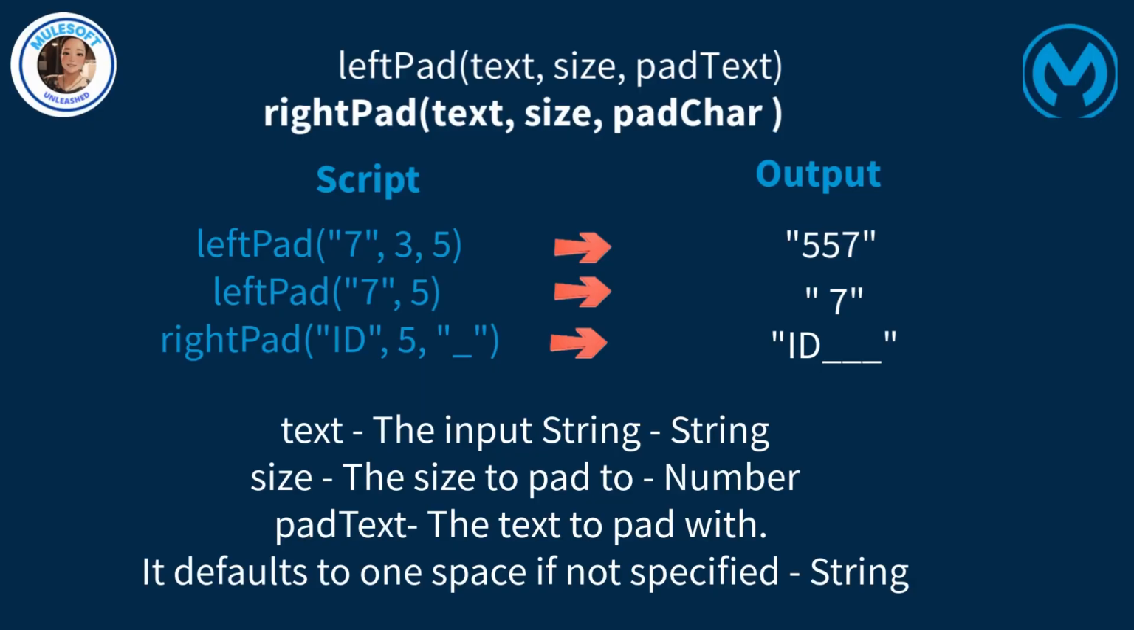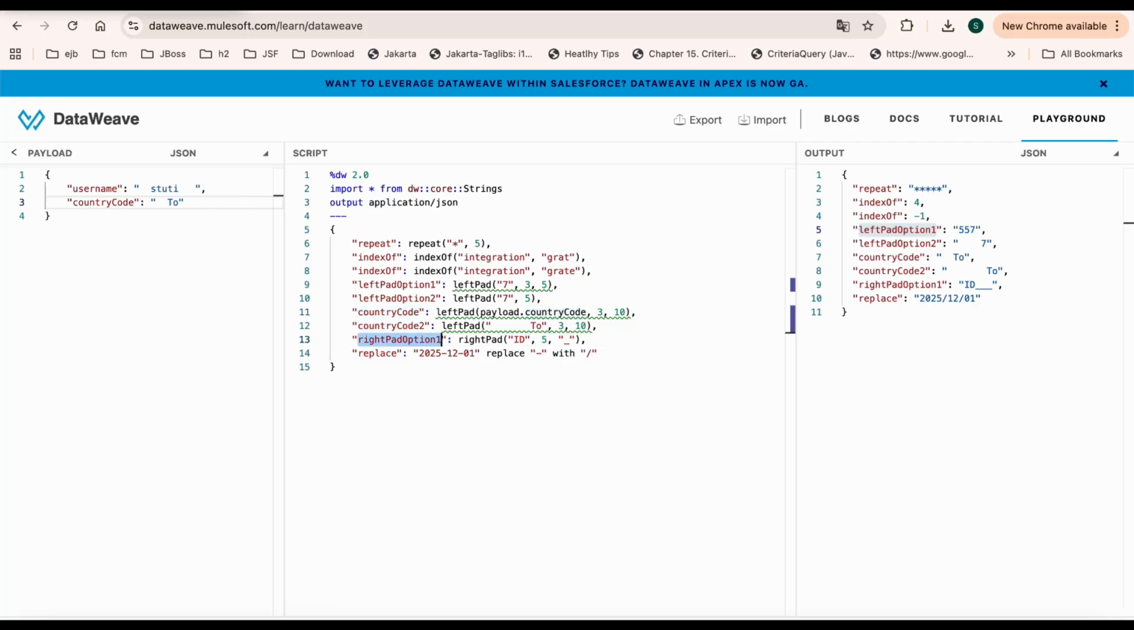The rightPad function works exactly like leftPad, but adds characters on the right side instead. Here, the value ID is padded with underscores to reach a length of 5. Next, we use the replace operator. This replaces all hyphens in a date string with slashes. The syntax is very clean and easy to read compared to traditional function calls.